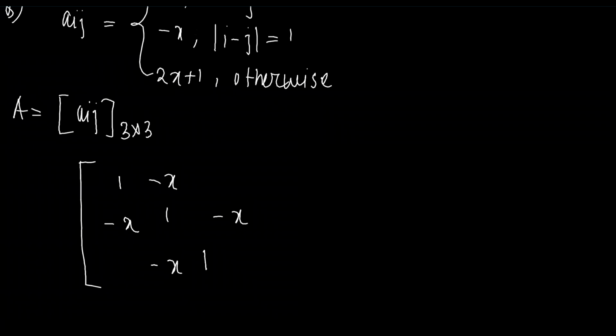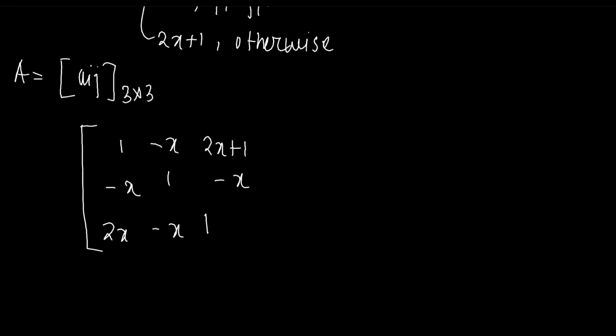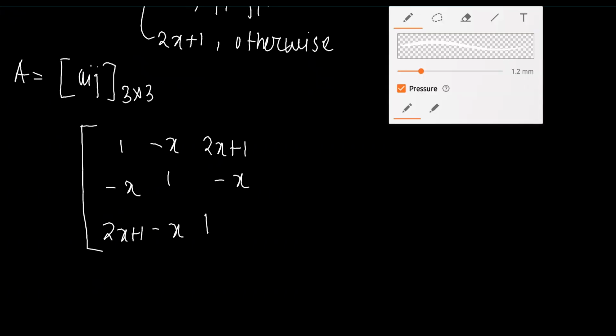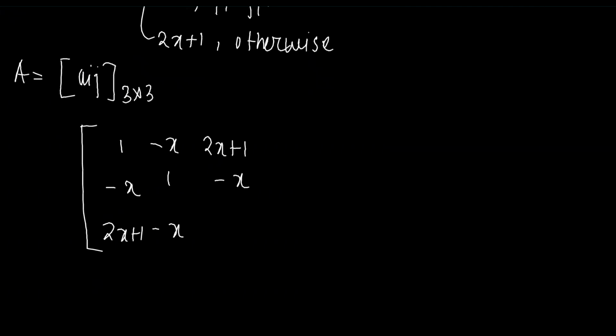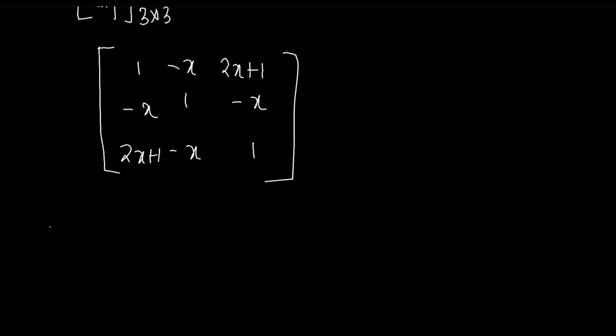Otherwise, the other case is 2x plus 1, so write it down. This is 2x plus 1, this is 2x plus 1. So the matrix we have got is like this. Now if you expand this, you will get a cubic polynomial: 4x cube minus 4x square minus 4x.